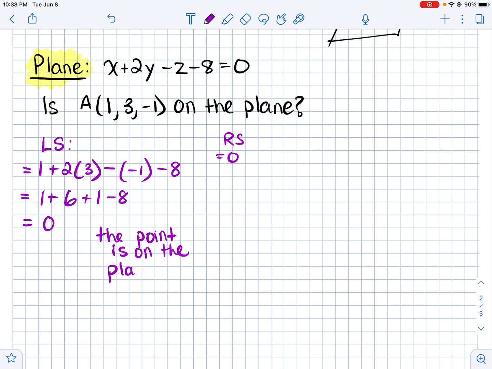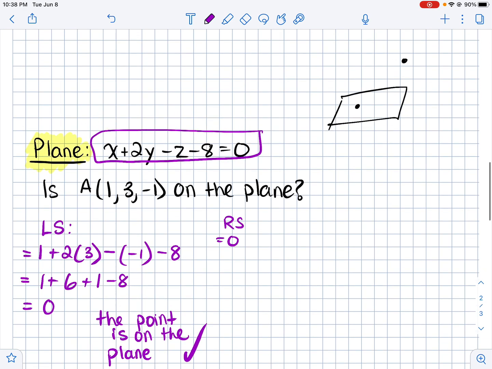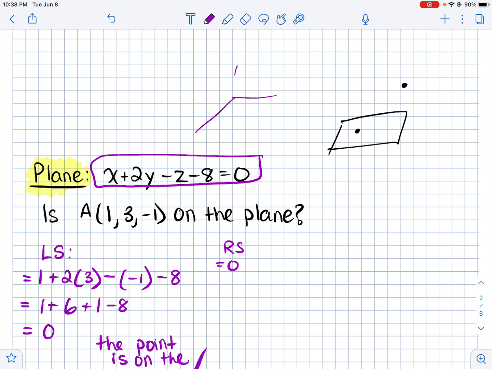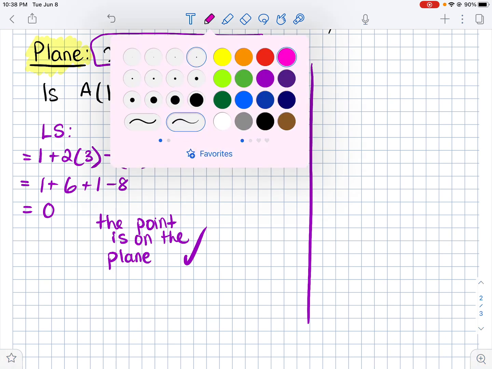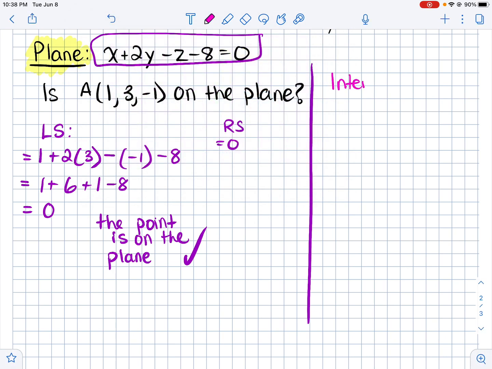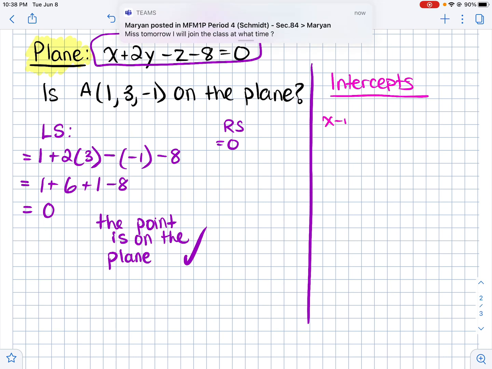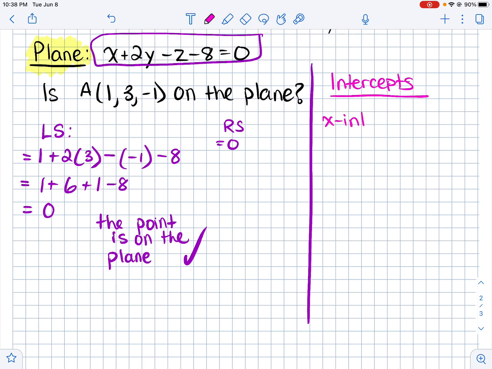So we can test if points are on planes. What else can we do with planes? We could also find x, y, and z intercepts of planes. So we can find out where the plane crosses the x, y, and z axes. Let me just show you that. I'll switch colors. If you wanted to find the intercepts, let's say you wanted to find the x-intercept.